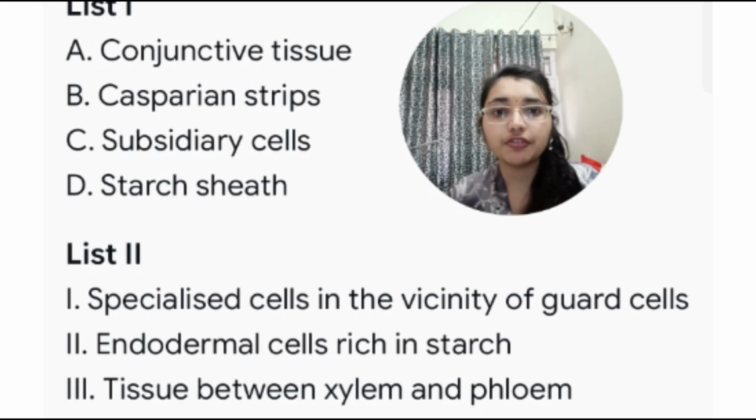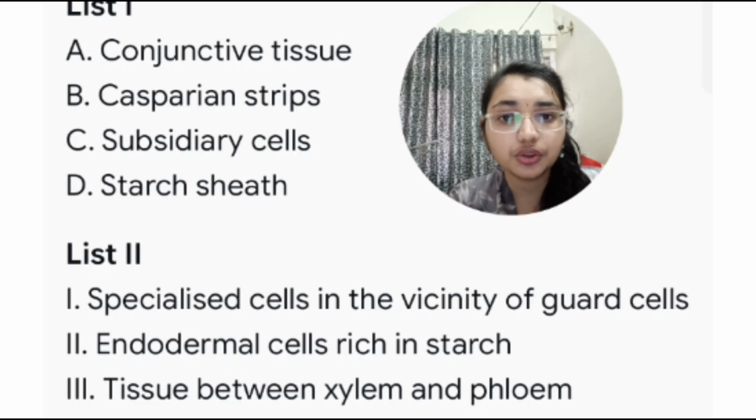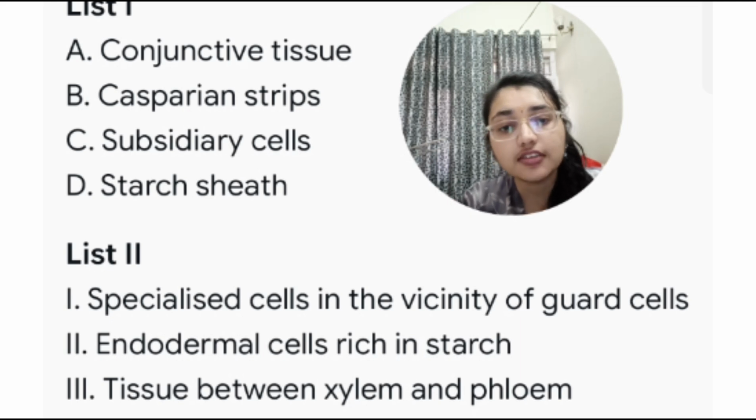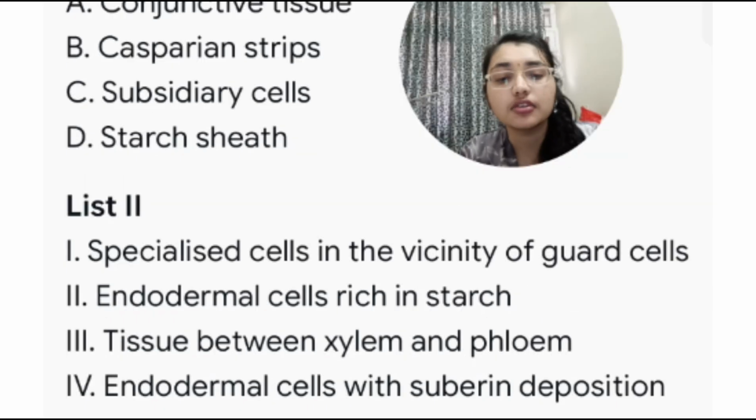So in this question we have to match list 1 with list 2. So, conjunctive tissue, Casparian strip, subsidiary cell and starch sheath. We have to match these with list 2. List 2 shows: specialized cell in the vicinity of the guard cell; second, the endodermal cell rich in starch; third, tissue between xylem and phloem; and fourth, endodermal cell with the suberin deposition.